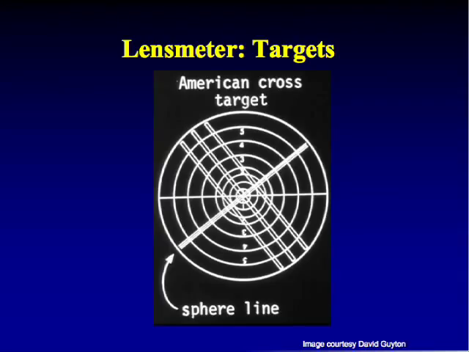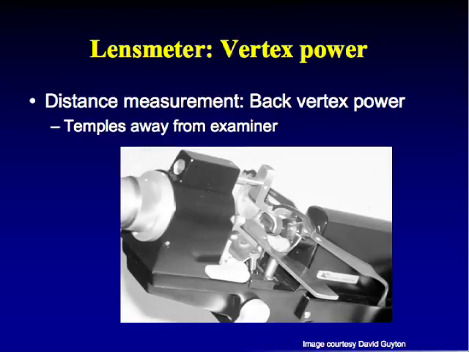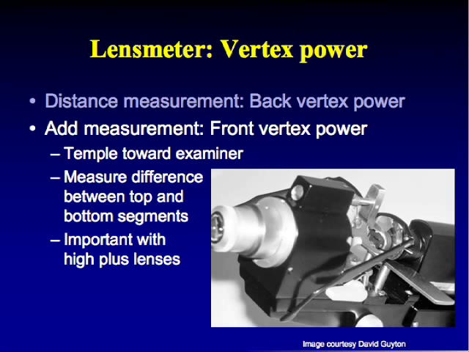This is what you see when you look in a Lensmeter. The cross target with a sphere line and the 3 lines for the cylinder for the 2 meridians of astigmatism and power. When you're measuring the lenses, you want to measure the back vertex power. That is, the temples should be away from the examiner, except for the bifocal power add, which you measure when you're measuring the front vertex power, which is with the temple toward the examiner. That's especially important with high plus lenses. You can otherwise get fairly big differences if you try to just measure back vertex power for both.